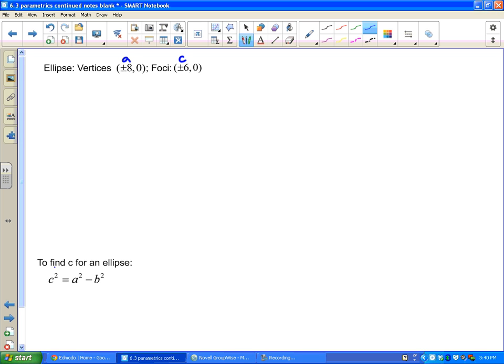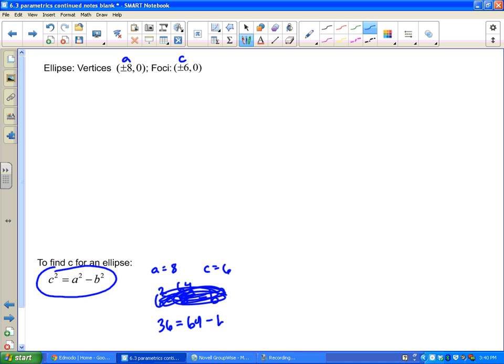Down at the bottom of our worksheet, we have this helpful hint that if we know 2 of these, we can find the other. If I know that A is 8 and C is 6, we're going to drop the plus or minus because we're about to square and that's going to get rid of it anyway. So C squared equals A squared minus B squared. Let's try this for real. 6 squared, so that's 36, equals 8 squared, which is 64, minus b squared.